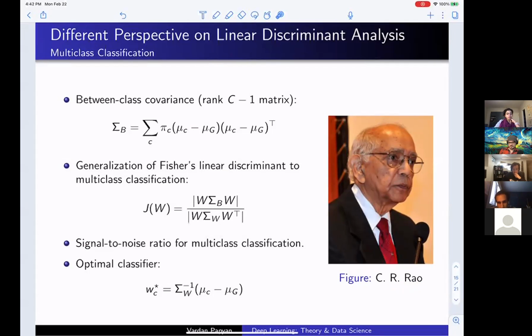How did he do that? In order to generalize the linear discriminant analysis to many classes, the first thing you need to do is define this extremely important quantity, the between class covariance. What is the between class covariance? The between class covariance is the covariance of the class means. Does everyone see that this quantity is a covariance of class means?